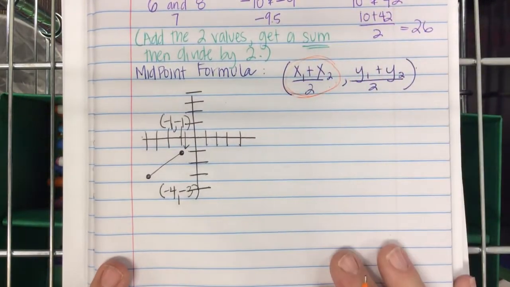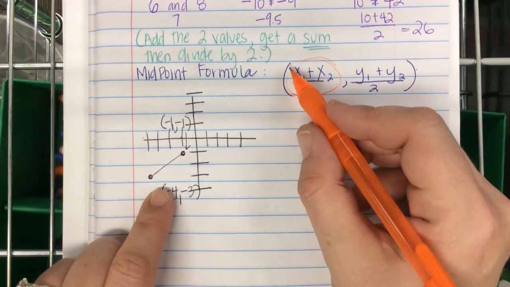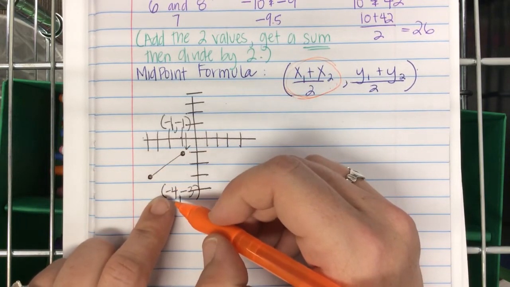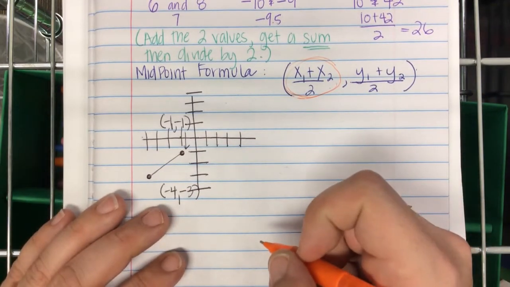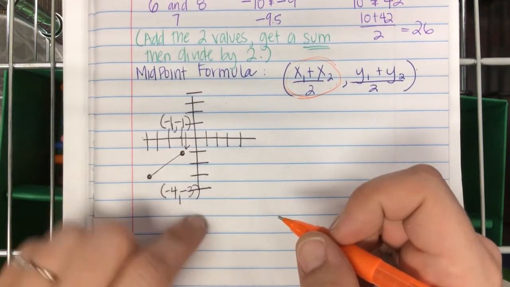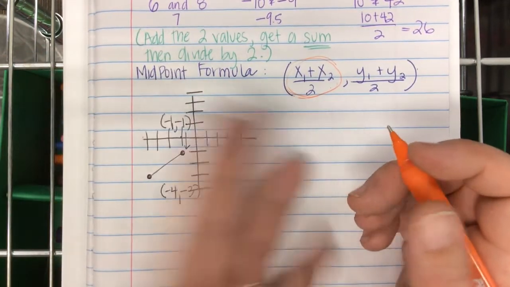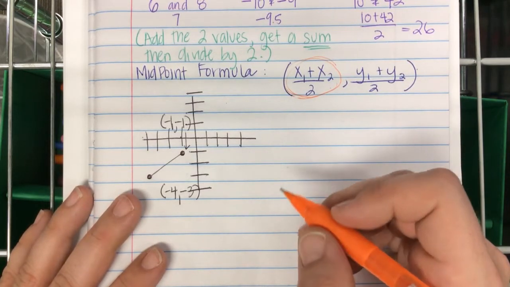Let's do the x part first. What's the x from the first ordered pair? Does it matter which one I pick as my first ordered pair? Not really. Let's say first is always the one on the left. It doesn't matter because we're adding, and order of adding doesn't really matter.